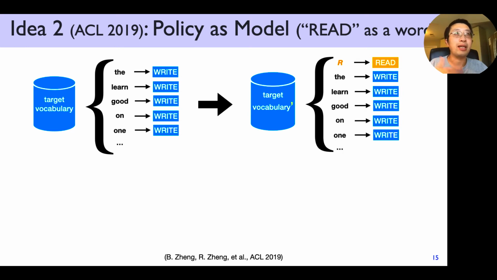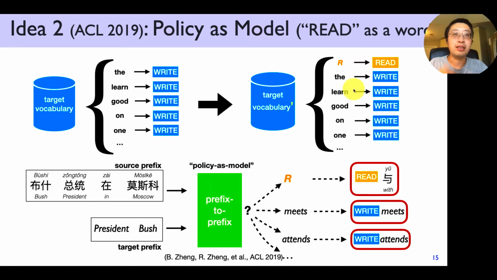The other idea we had earlier was even better, a more beautiful idea. It's called policy as a model, or read as a word. So now the wait token, or the signal that you should pause and wait for more source input, is treated as a target word. So in other words, this is a policy as model in the sense that there's only a single model. There's no separate policy in the model, where the output could be a target word like "meets" or "attends," in which case you would just write or commit these output words. It could also be a read token, in which case it's not really outputting anything.